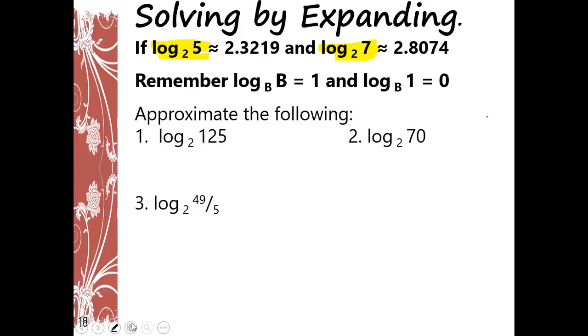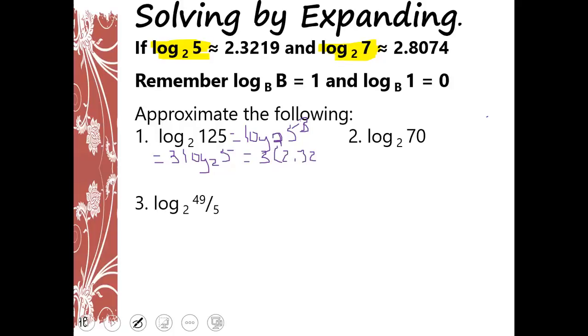So let's go back to our pen. And I can write this as log base 2 of 5 cubed, which is equal to 3 times log base 2 of 5, which equals 3 times 2.3219, which is approximately equal to 6.9657.